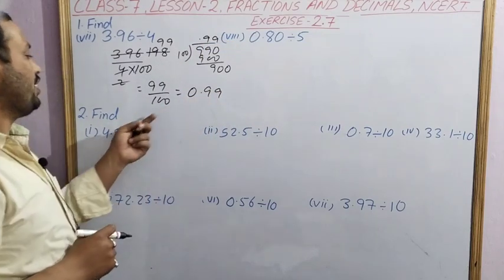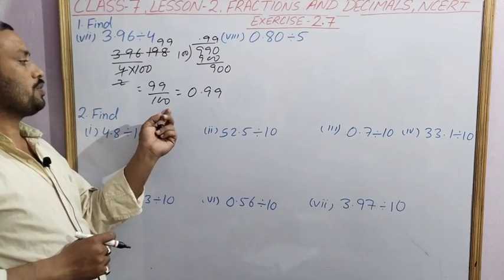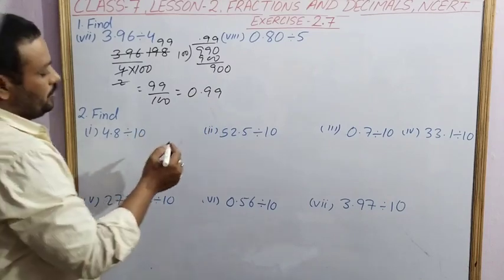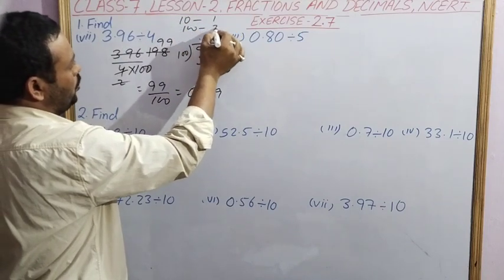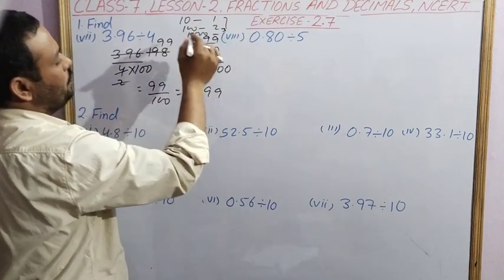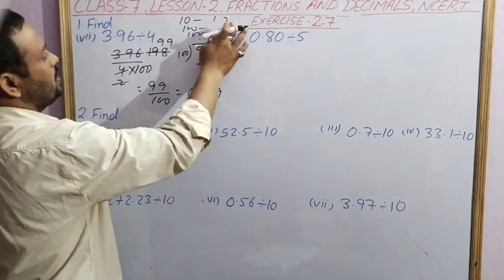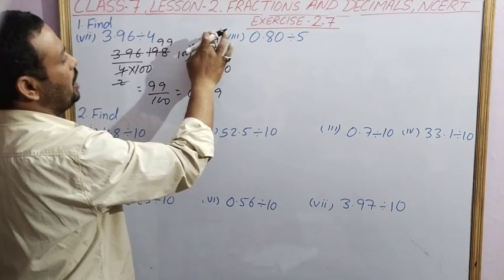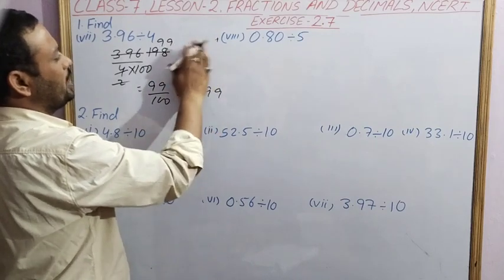What we see is, if we are dividing by 100, we put the decimal after 2 digits. If we are dividing by 10, we put the decimal after 1 digit. By 1000, after 3 digits. The decimal position depends upon the number of zeros: as many zeros as there are, we put the decimal after that many digits. Okay, so this one is like this.